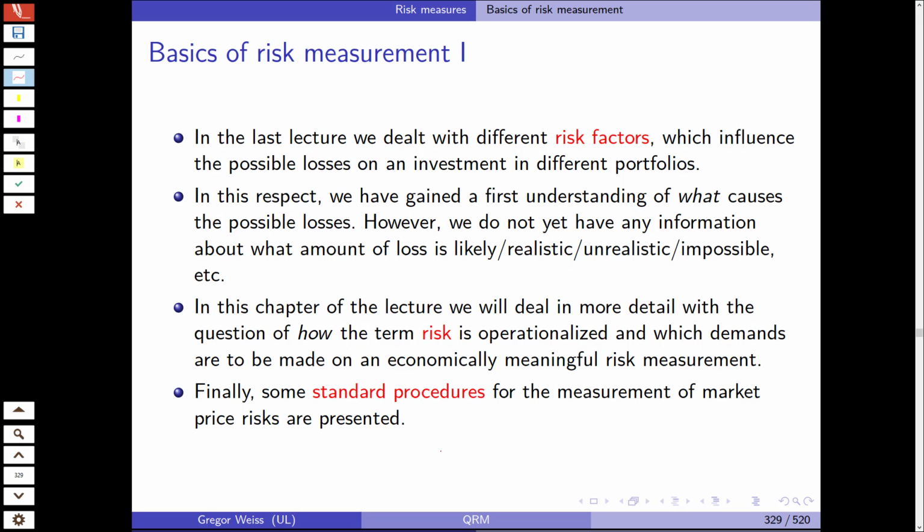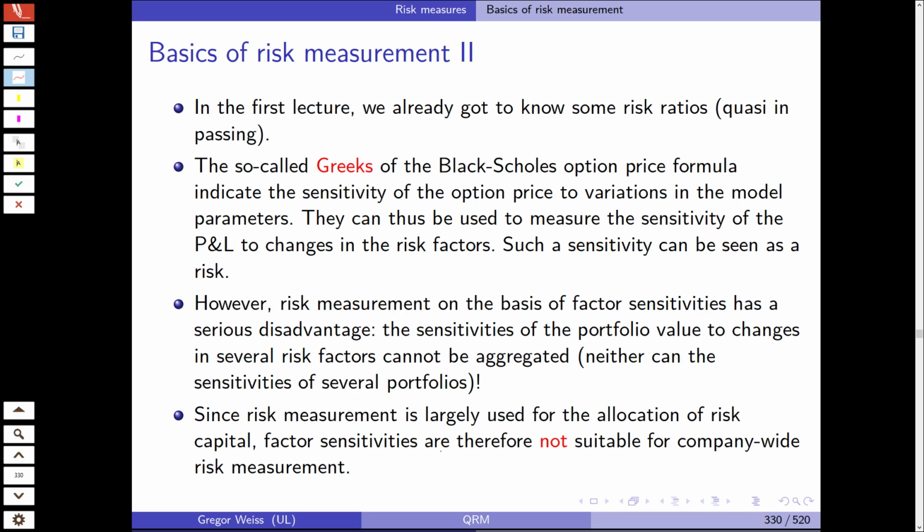We'll discuss some standard procedures, some standard proxies for risk, but we'll first start with the idea that we need to come up with some proxies based on those statistical distributions for the financial losses. We've already seen some of these examples. For example, the Greeks of the Black-Scholes option pricing formula. They were sensitivities of the option price to variations in the model parameters, in the risk factors. So they could be used to measure the sensitivity of your losses to change in the risk factors.